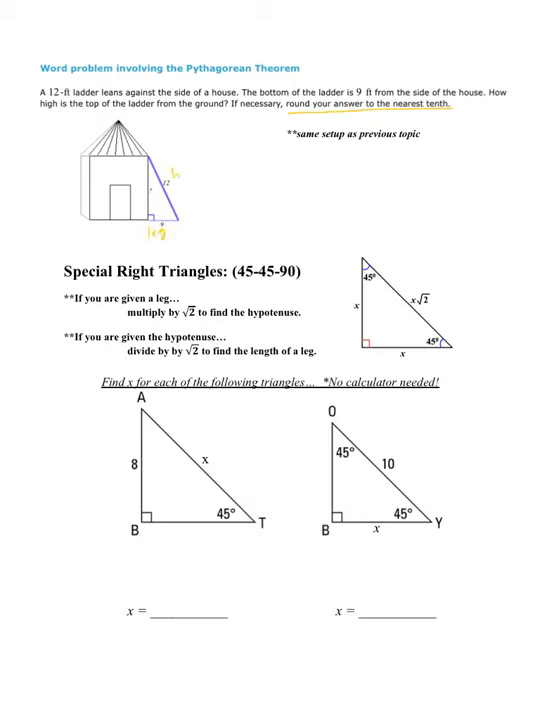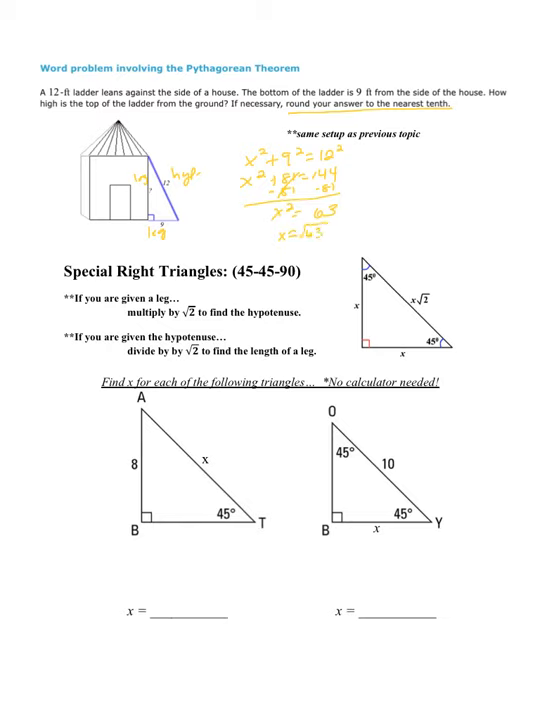Leg, hypotenuse, leg. X squared plus 9 squared equals 12 squared. X squared plus 81 equals 144. Subtract 81 from both sides. X squared equals 63. So x equals the square root of 63.